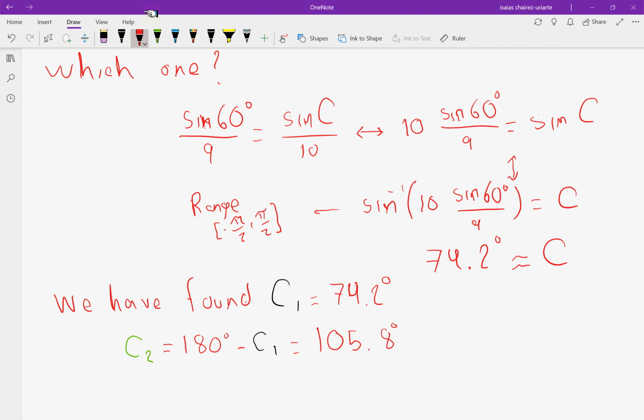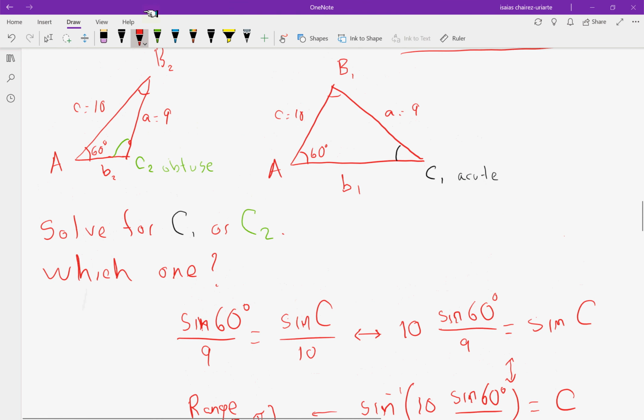Okay, so let's go back up here. Right now we have found angle C1, and we have found angle C2. Now it gets easier. We have two angles now, so it's easy to find the third one, and then it's just a matter of using the law of sines. So let's just complete one of these triangles. I'm gonna complete the C1 triangle.